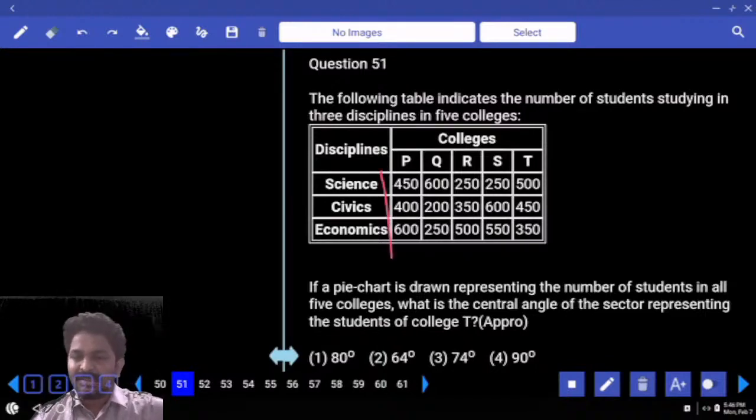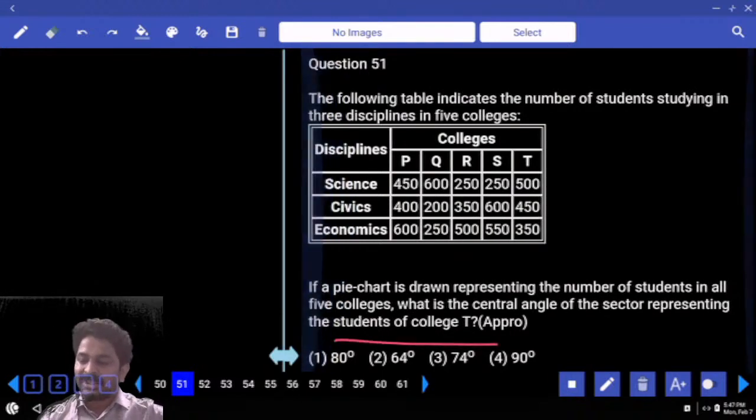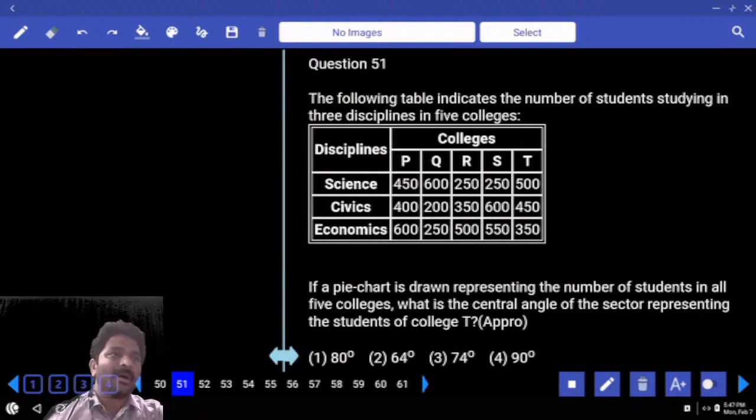So there are 3 disciplines and then 5 colleges. Okay. If a pie chart is drawn representing the number of students in all 5 colleges, what is the central angle of the sector representing the students of college T? So we need to know how many students are there in each and every college. Then we can answer the question. Okay? Right, let's start.